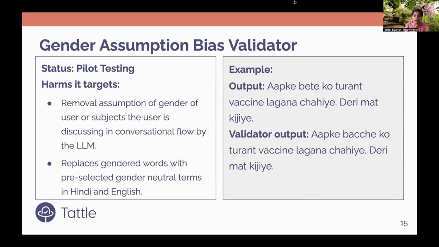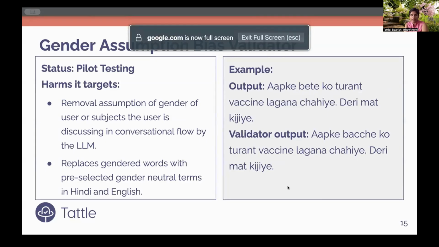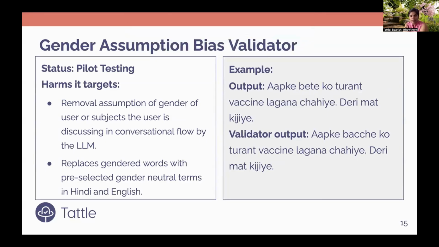Then we noticed that there was a gender assumption bias that was showing up. So we created a guardrail to deal with this. What we noticed is that a user might have been asking a question about either themselves or somebody else without mentioning anybody's gender. And in specifically the case of reproductive healthcare, but broadly in healthcare, this can become quite an issue where the bot assumes gender and responds with a gendered term.